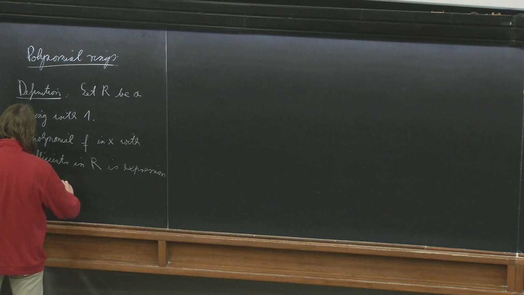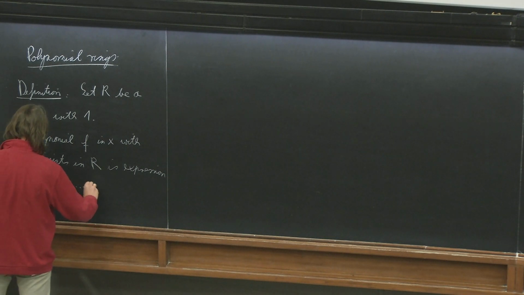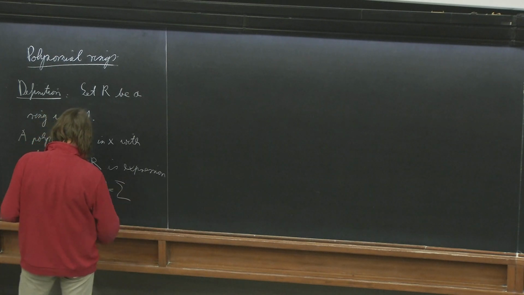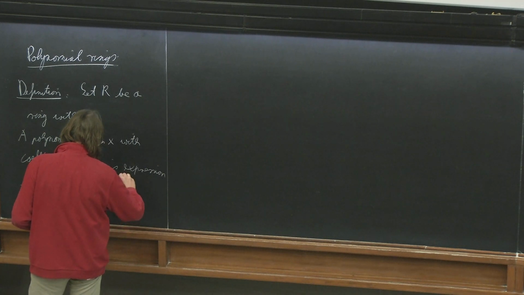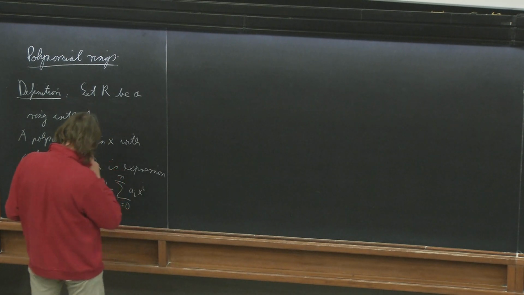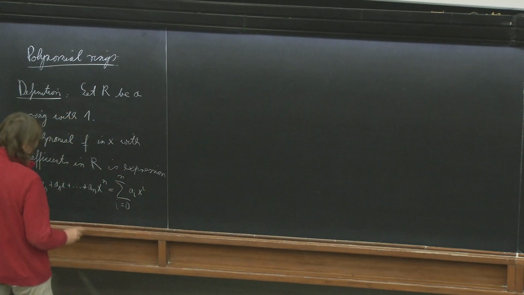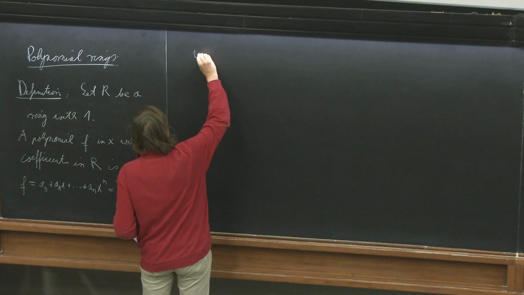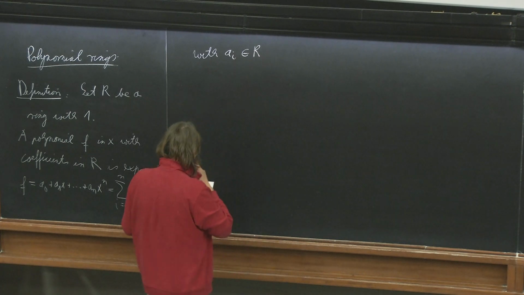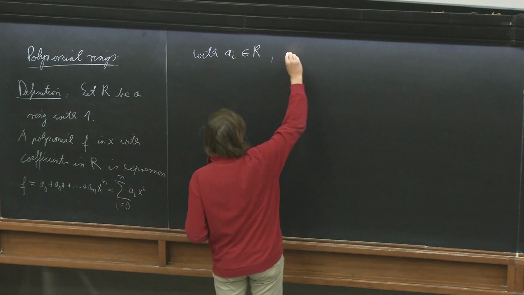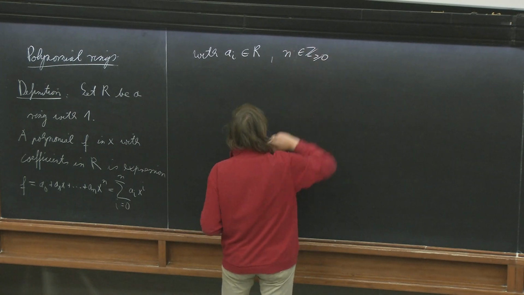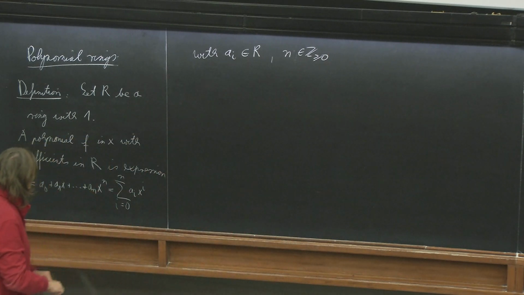a0 plus a1 x plus and so on, plus say an x to the n, which I can also just write as the sum i equals 0 to n of ai x to the i, with ai elements in our ring and n some non-negative integer. Okay, so for me, a polynomial is such an expression.